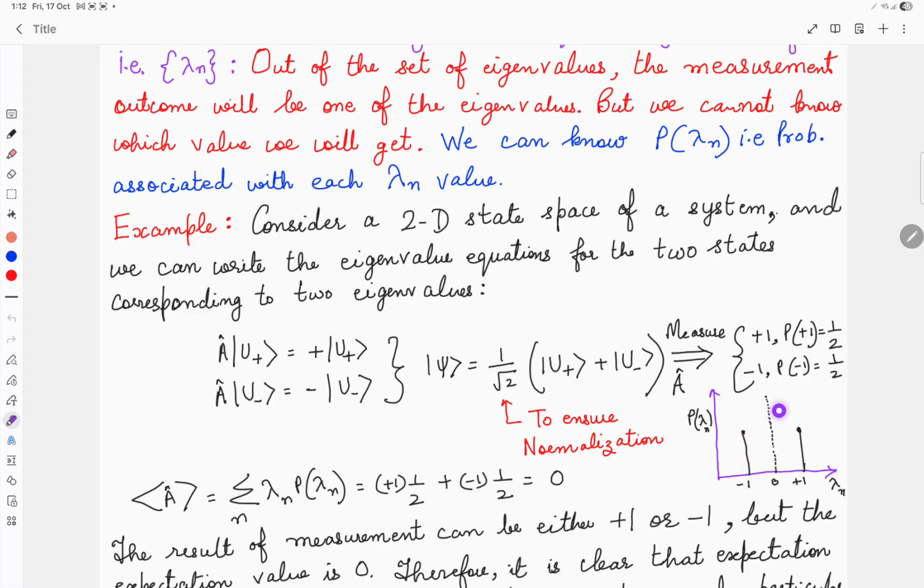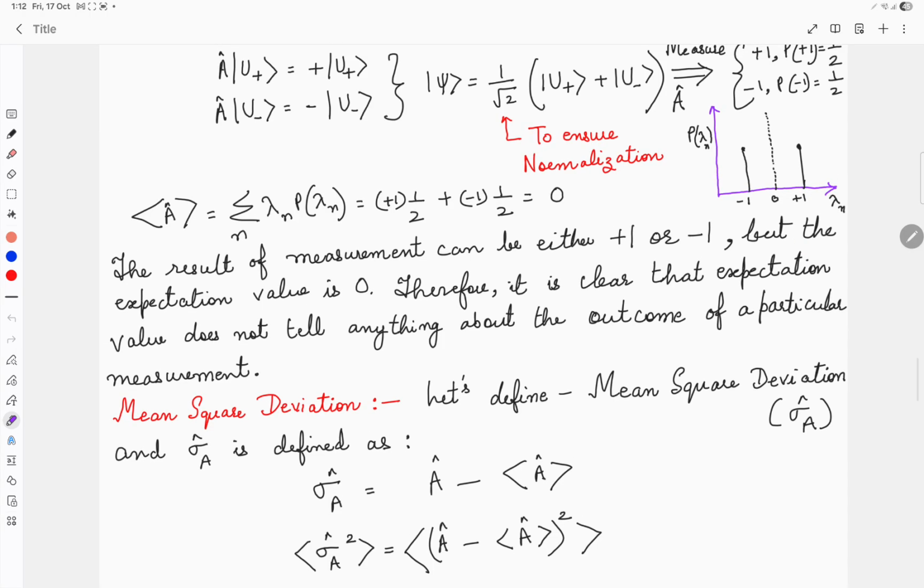Though the expectation value is an important term that provides a lot of useful information, the measurement outcome comes from the postulates of quantum mechanics, not from the expectation value. So the result of measurement can be either +1 or -1, but the expectation value is 0. Therefore it is clear that the expectation value does not tell anything about the outcome of a particular measurement.